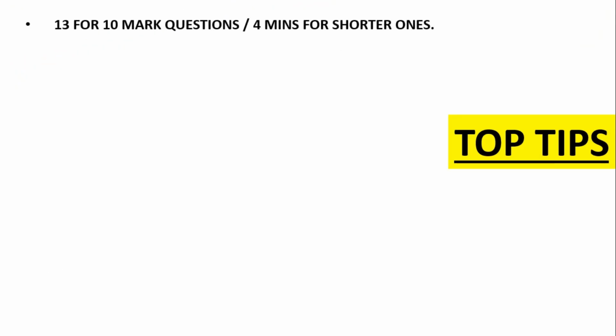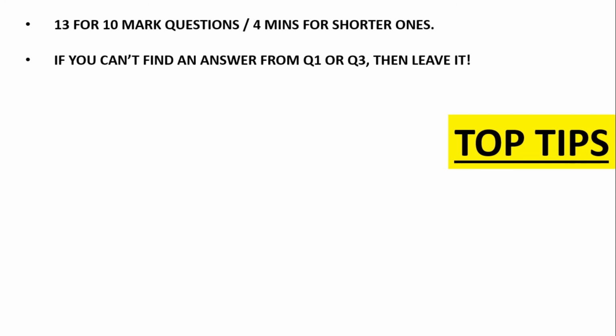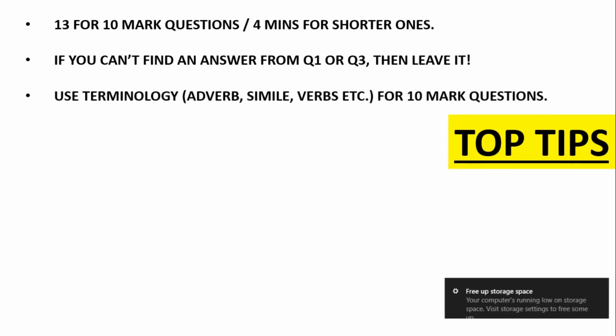So top tips then for the exams: 13 marks, 13 minutes for the 10-mark questions, 4 minutes for the shorter ones. If you can't find an answer from question 1 to 3, leave it. Use terminology, adverbs, simile for 10-mark questions, but only if you need to, only if you know it. If you're doing 5 PEs, just do it once. Do not do it all the time. You won't get a lot of marks for just going, that's a simile.